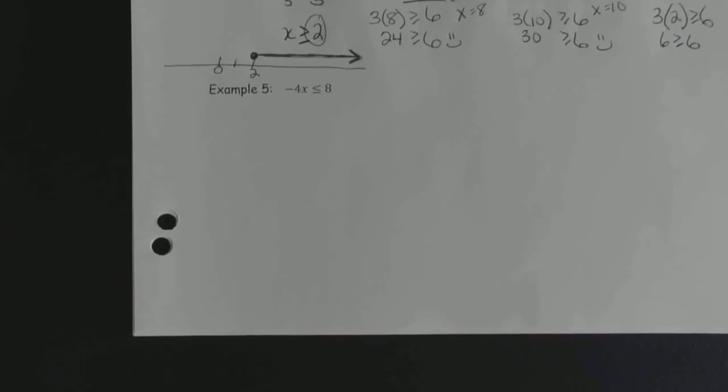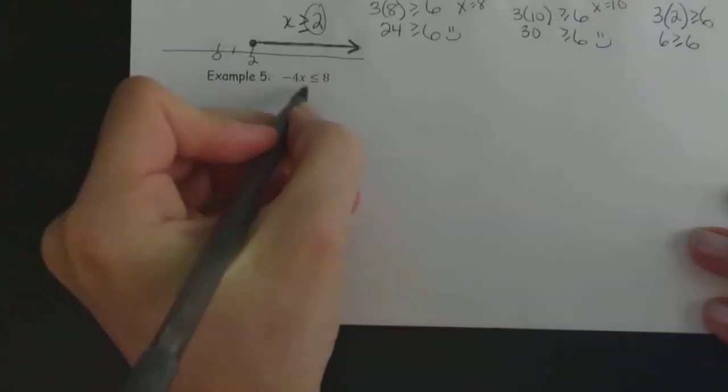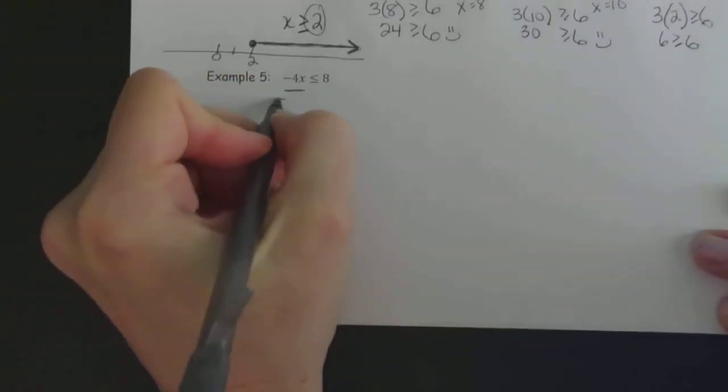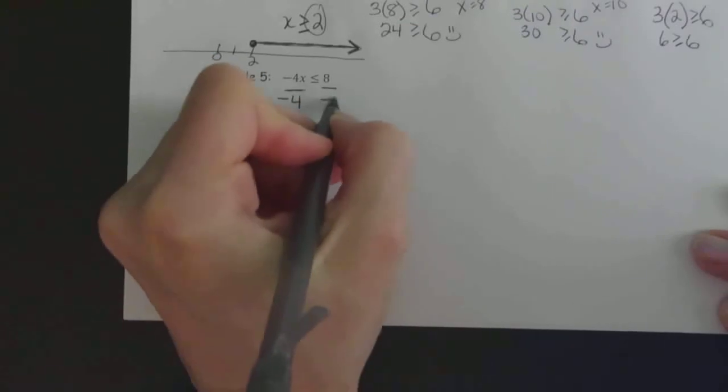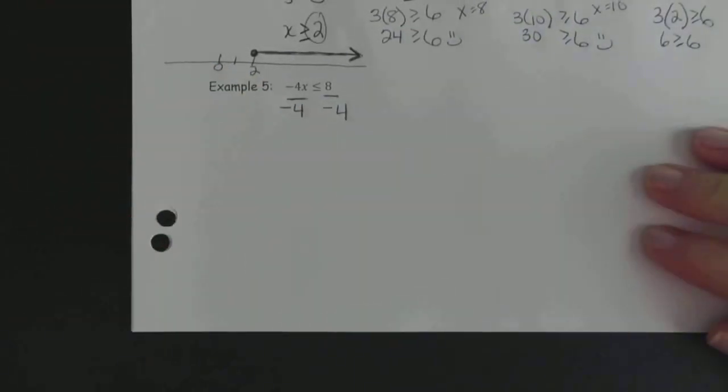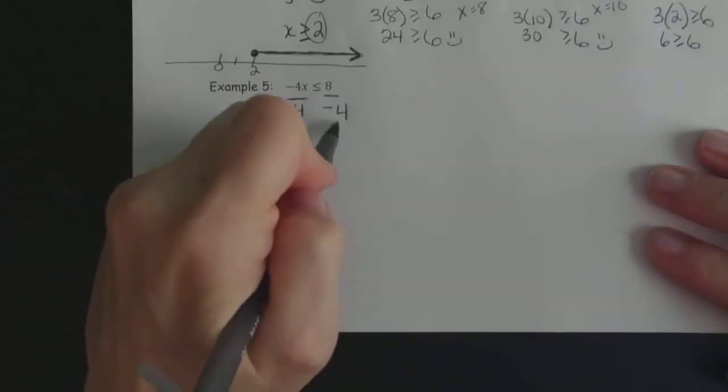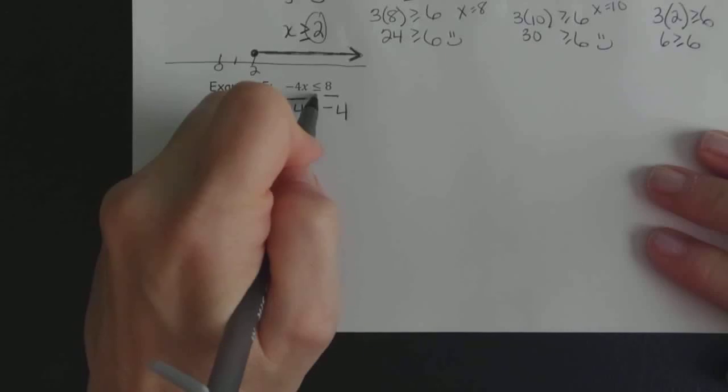Example 5. We've got negative 4x is less than or equal to 8. Okay, so you could granny style it. I mean, you could sit here and pick different values of x that might work. Algebraically, what you did in your math past is you divided both sides by negative 4. So let's do that. Let's divide both sides of this inequality by negative 4.